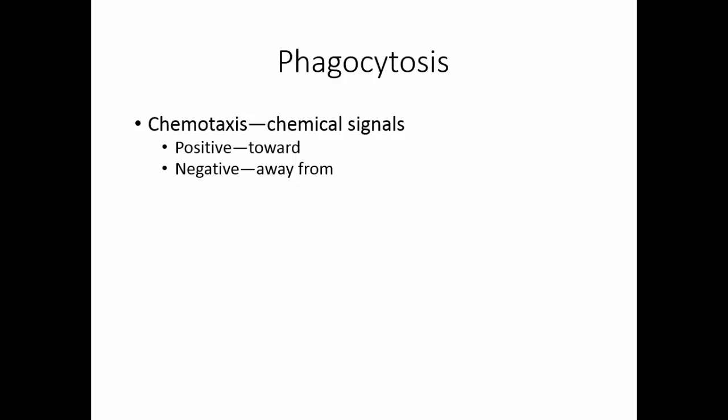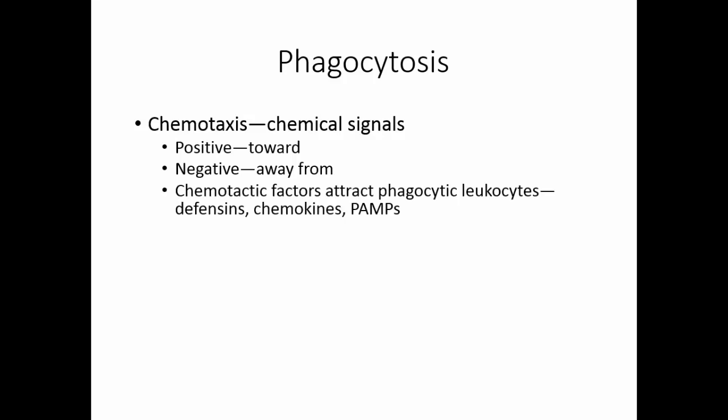Phagocytosis is a process that helps eliminate bacteria and other foreign cells from the body. It relies on chemotaxis, that is, chemical signals that tell the phagocytes where to go. Positive chemotaxis causes things to move toward them. Negative, they move away. Chemotactic factors are released during a number of processes that attract phagocytic leukocytes. Defensins can act as chemotactic factors, so can certain chemokines, chemicals that are released at the site of inflammation, and PAMPs act as potent chemotactic factors.